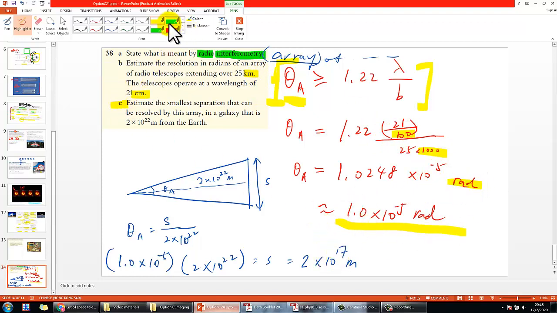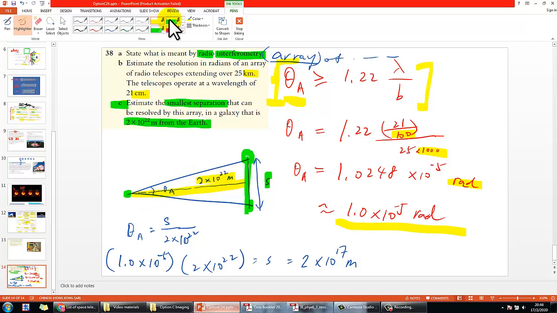For part C, I think the best approach is to draw a diagram. If you don't know what the question means, draw a diagram like what I did. So here is the observer on the left hand side. Here is a galaxy. So it said the smallest separation that can be resolved, right? So that means the smallest separation, I use S to represent that, that you could resolve. You can see two distinct sources. And the distance that much from Earth, so that will be the distance, 2 times 10 to the power of 22 meters.